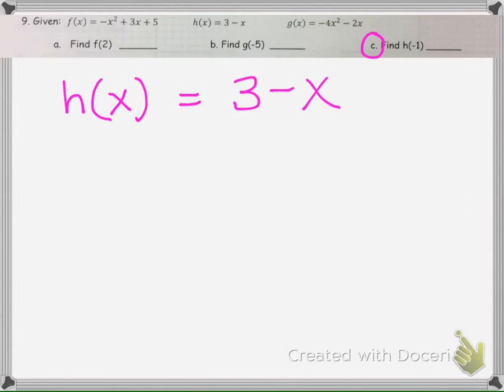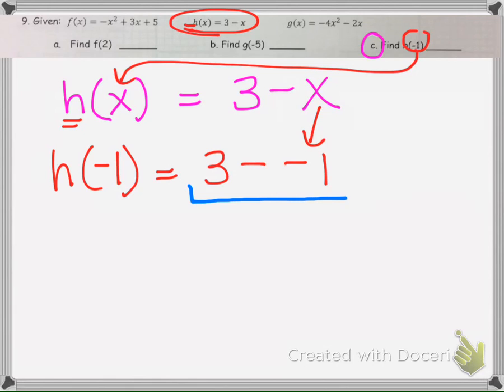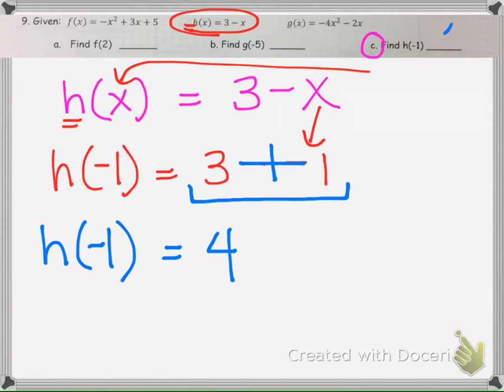All right, last one here. So we're going to use this function because it says h, and this one has the name h. And then instead of x, it's telling us in parentheses here what to plug in for x. So we are going to plug in right here a -1. So then this says 3 minus -1, which makes 4. So when we input a -1, we get an output of 4. So our answer here is just 4.